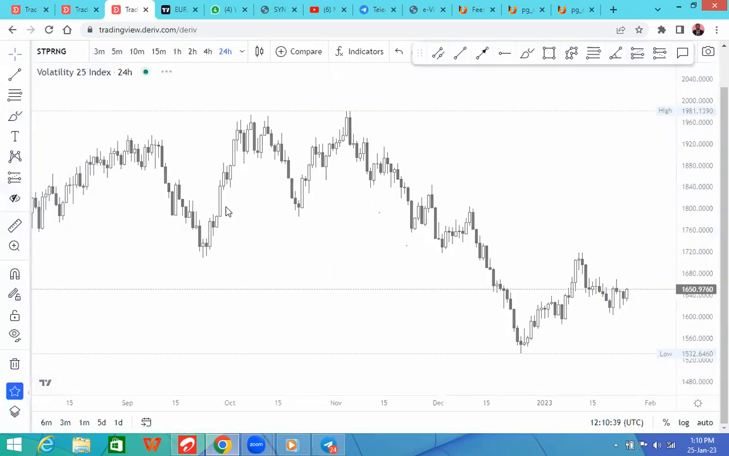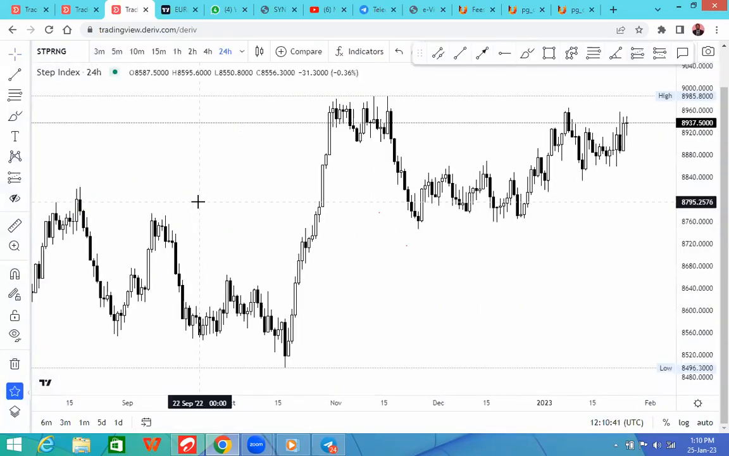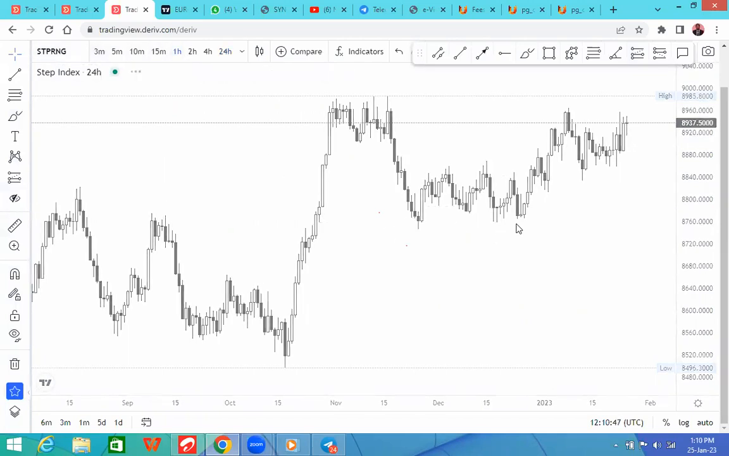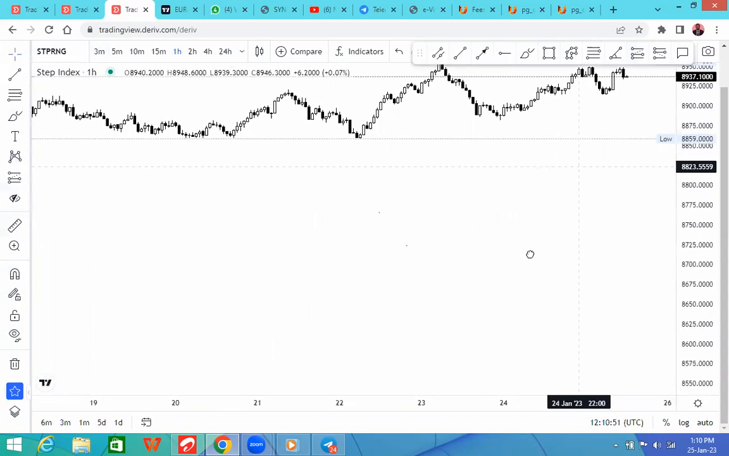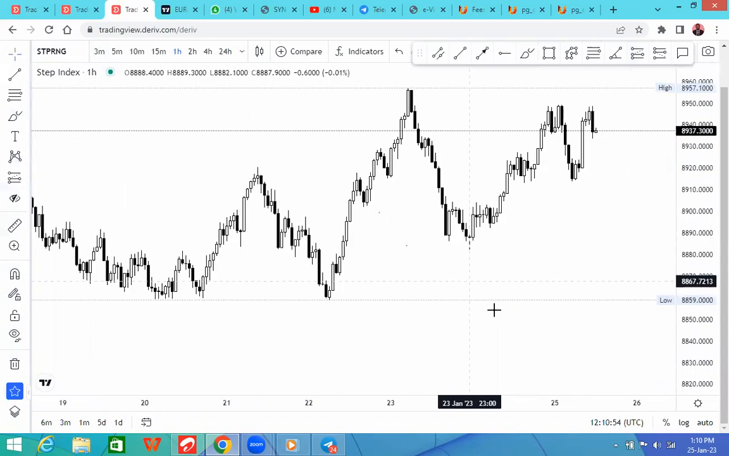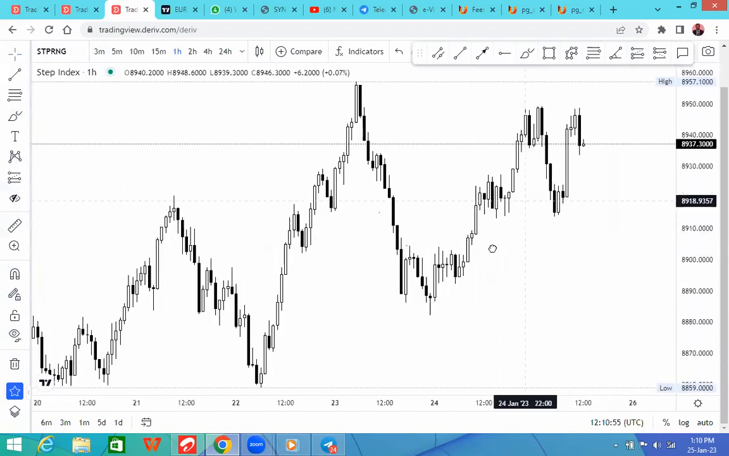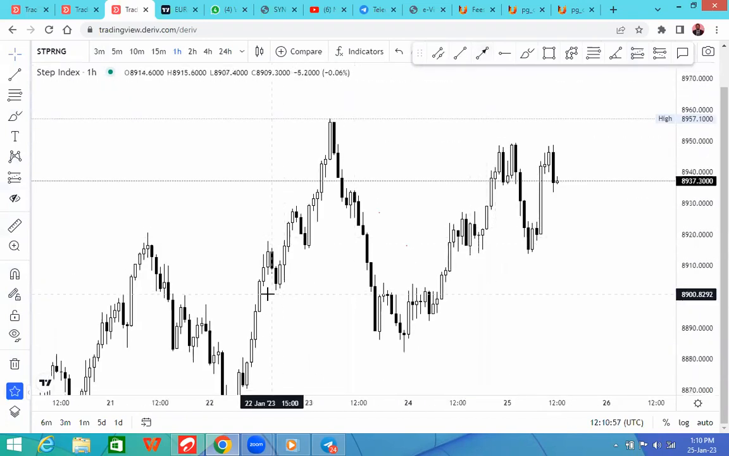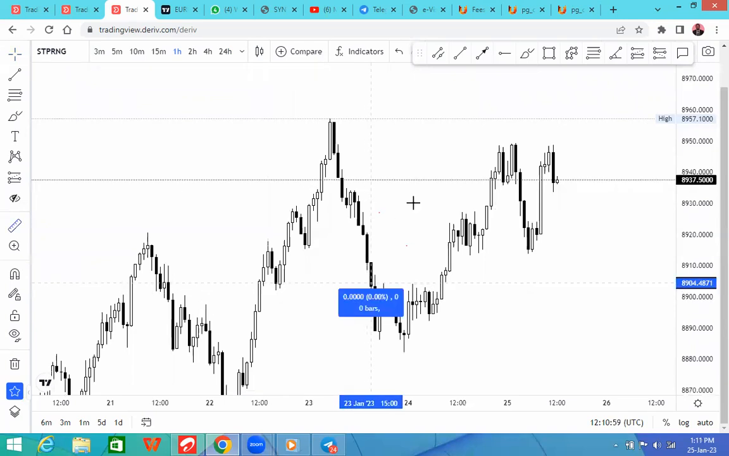Step. Okay, this is step. I think it was 1 hour. Yes, it was 1 hour. I saw a redistribution within that zone. So I was expecting price to come. Yes, this was it. This was what I marked. I was expecting price to come back here.